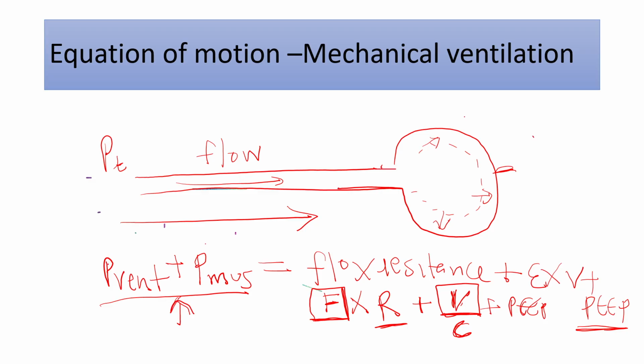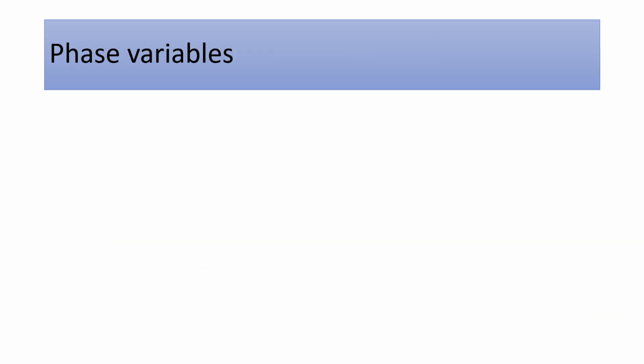Similarly, if I take a pressure control mode where the pressure is under control, you have to monitor the volume, which may be variable depending upon the compliance. So this is the very basic equation of motion of mechanical ventilation, which helps you understand the relationship between the pressure, the flow, the resistance, the volume, the compliance, and the PEEP, that is positive end expiratory pressure.